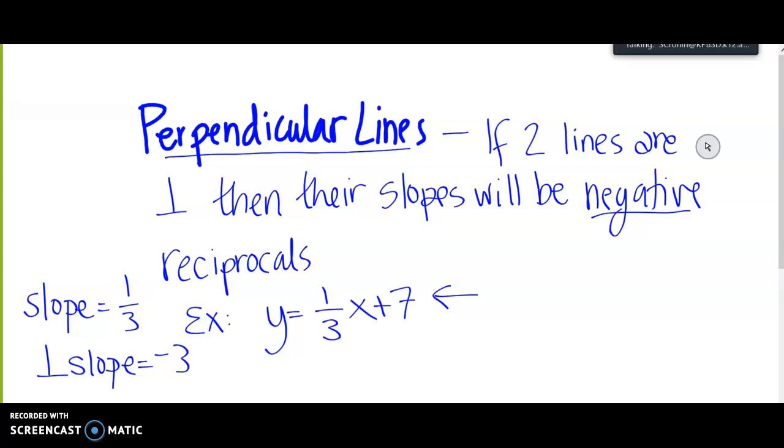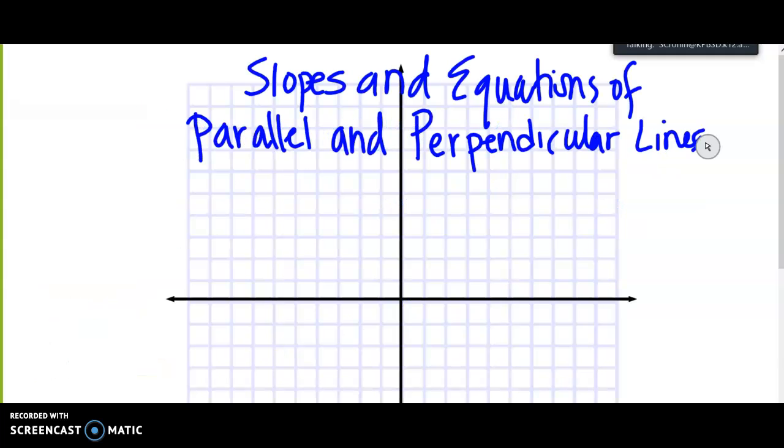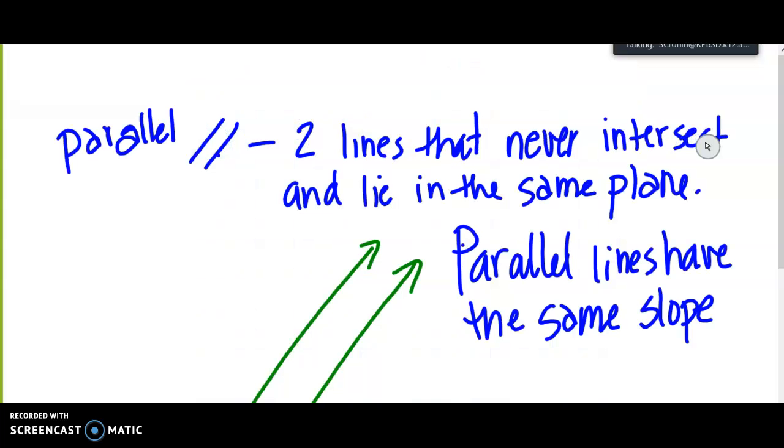So while you guys are writing. Okay, so moving on. What we're really doing in this lesson is finding slopes and equations of parallel and perpendicular lines to a given line. I'm going to give you a line, and you'll have to find the equation of a line that passes through a given point that's parallel or perpendicular to a given line. So let's do a couple of examples.